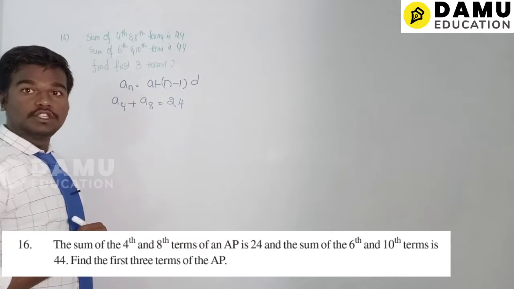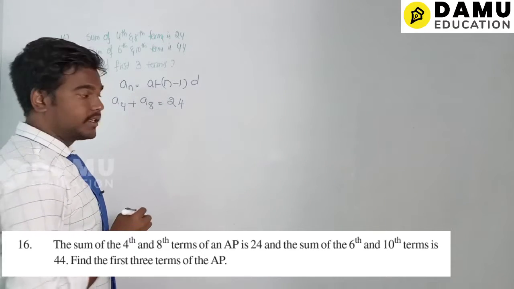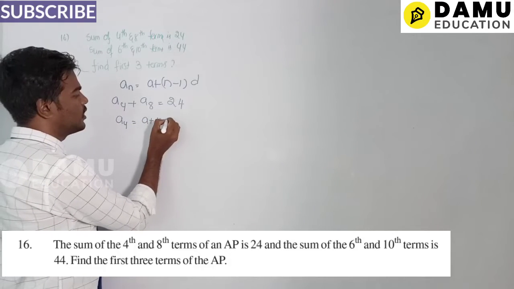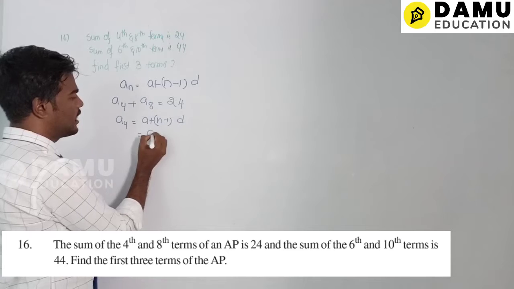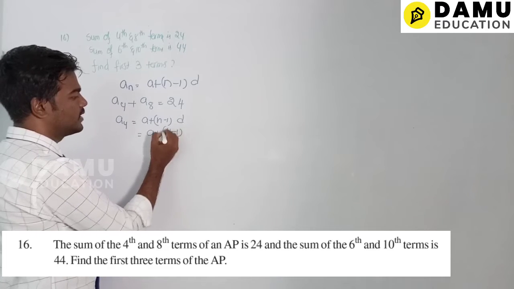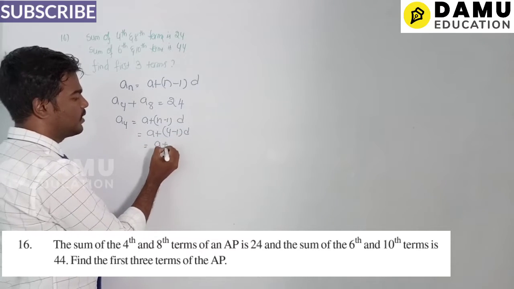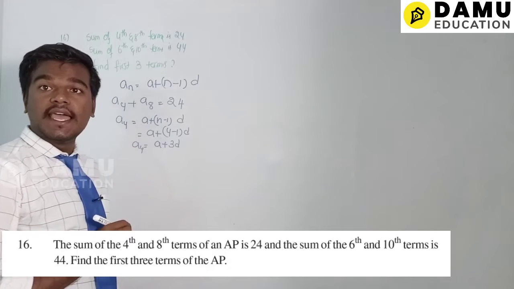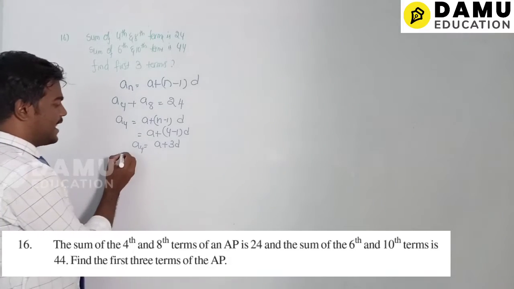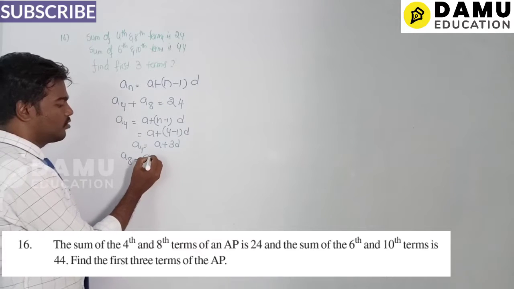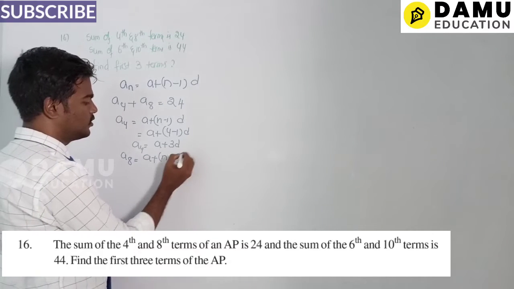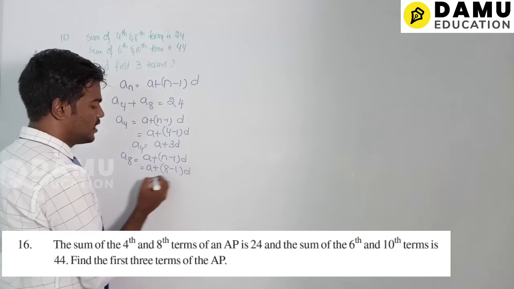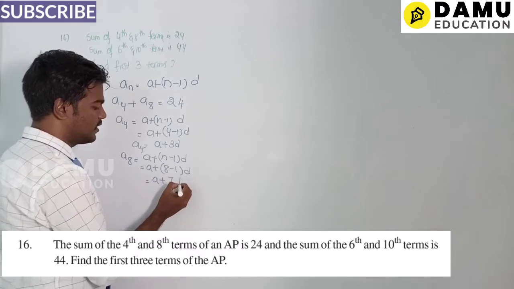So what is the 4th term? A4 will be equal to A plus (n minus 1) into D. That is A plus (4 minus 1) into D, that is A plus 3D. So this is A4. Then what is A8? A8 will be equal to A plus (n minus 1) into D. That is A plus (8 minus 1) into D, that is A plus 7D.